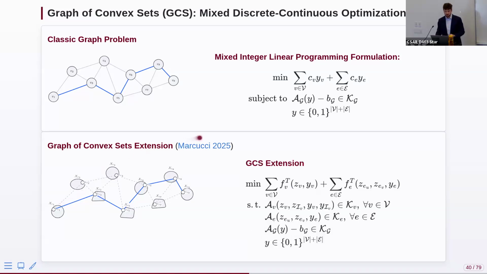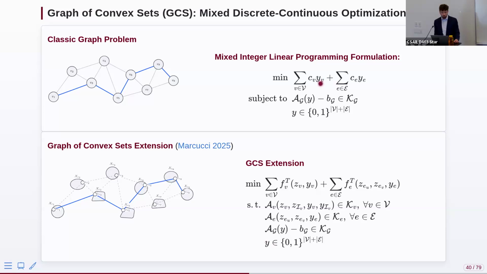The key thing here is that, like many problems, the extension inherits a ton of structure from the original problem. When you have a classic graph problem, a lot of times you encode it as a mixed integer linear program, and the GCS extension looks very similar. The graph problem is completely the same. It stays there.